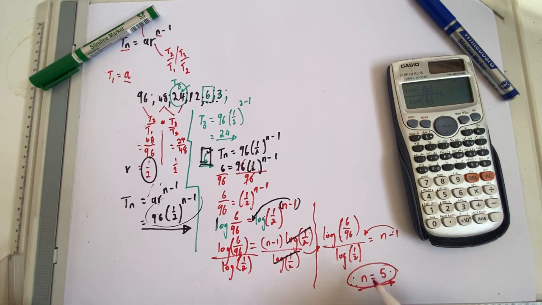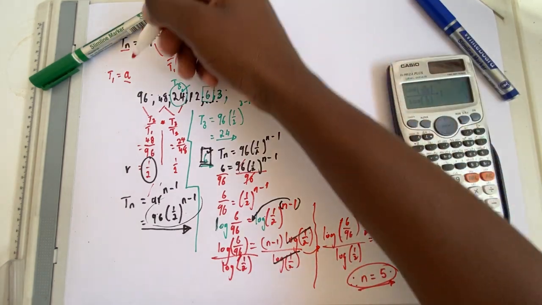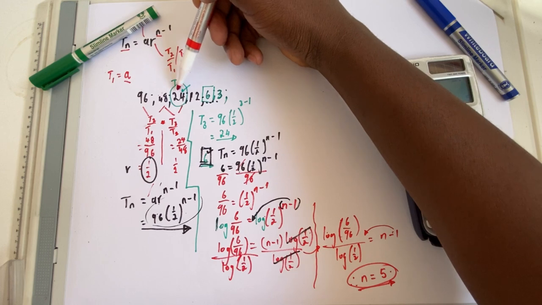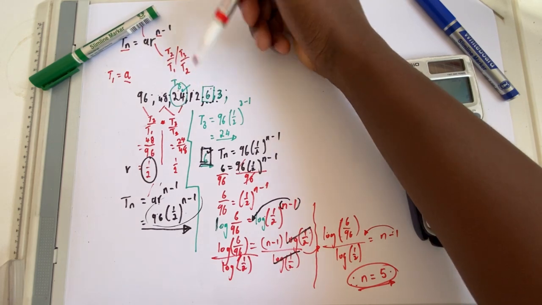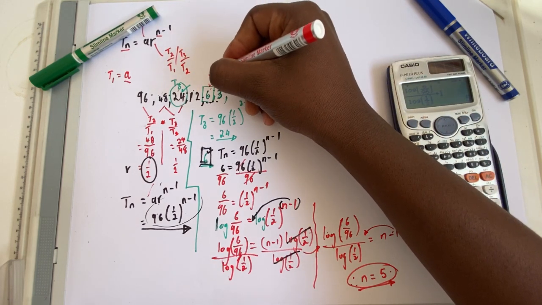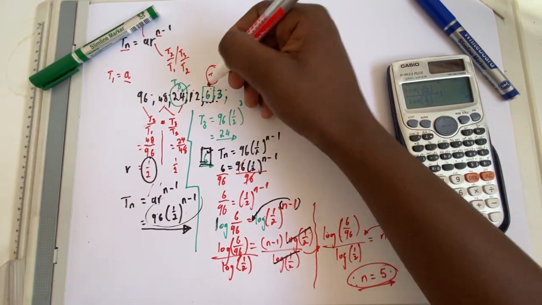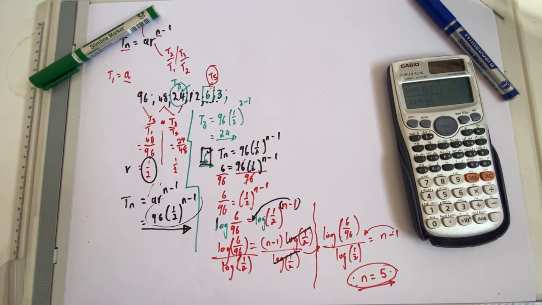Now that means what? That means 6 is seated on position number 5. That means it is part of the sequence. Let's just go and confirm because we had already calculated it for ourselves. This is term number 1, 2, 3, 4, 5. This indeed is seated at position number 5. This is term number 5. Okay, I hope that makes sense.